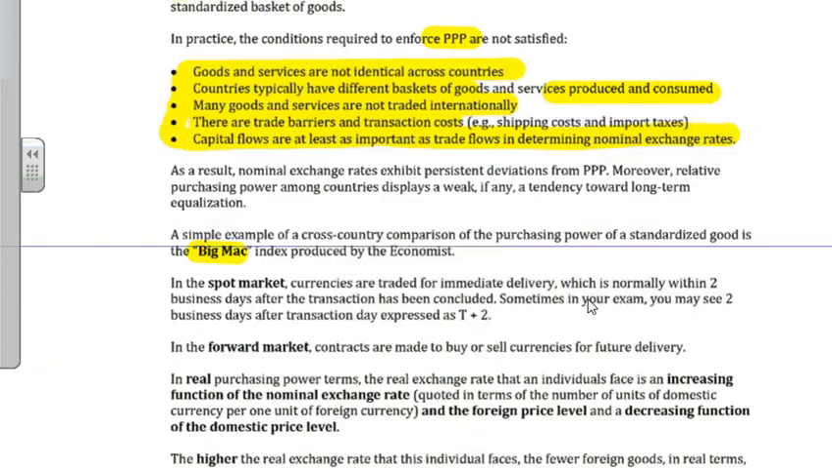So yes, PPP is a lovely concept, purchasing power parity, but we see there are various reasons why purchasing power parity as a theory may not hold exactly when we are trying to calculate exchange rates.